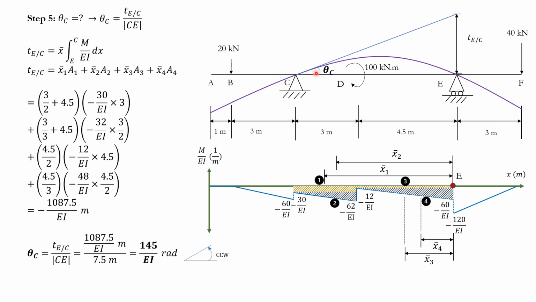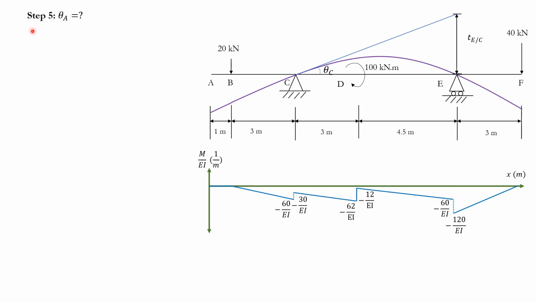Yes, makes sense. Because as we know, if this point is below the tangent that is drawn, that means that TE with respect to C is negative. And indeed, it is negative. So that's also a confirmation that you can think about. And yeah, that's how you find your theta C. And remember always to put your sign here as well. It's counterclockwise, is it clockwise, and so forth.